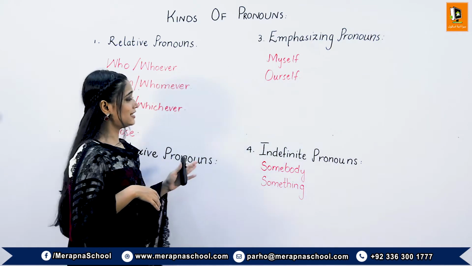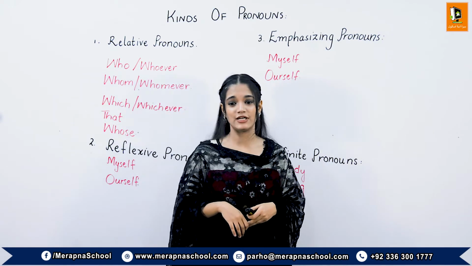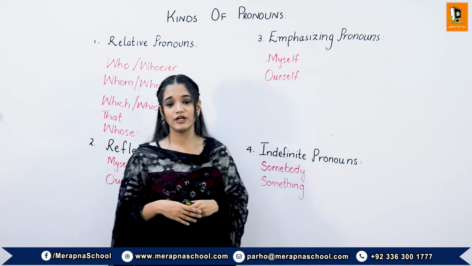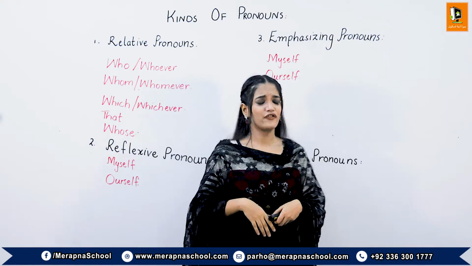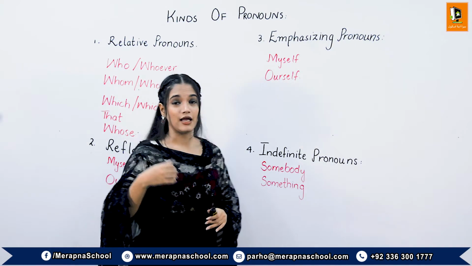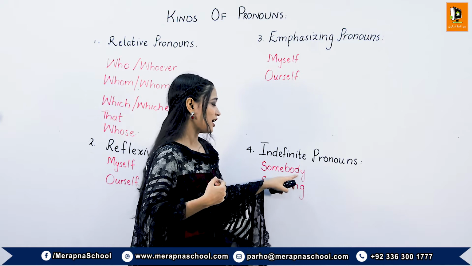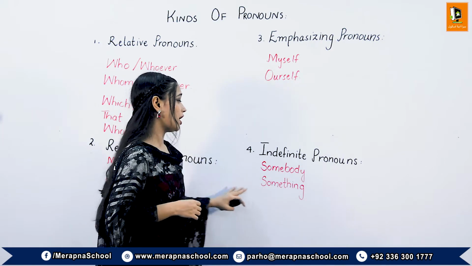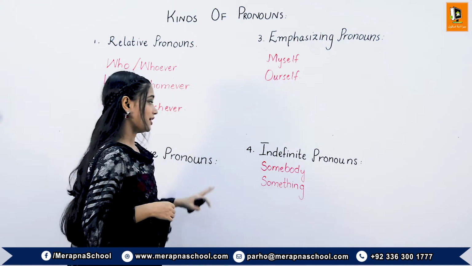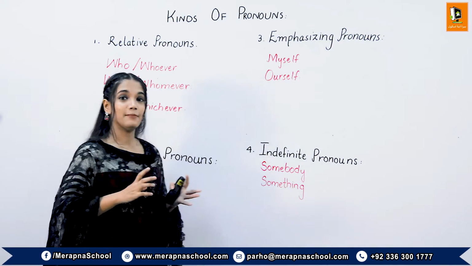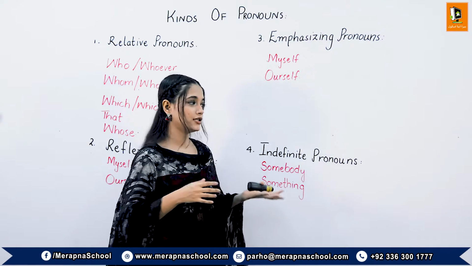Now moving on to the indefinite pronouns. Indefinite pronouns refer to one or more unspecified persons, things, or objects. They refer to people or things without saying exactly who they are in the sentence. For example, somebody, something. When the word body is used, it is referring to a person, and when the suffix thing is used, it is referring to a thing. For example, somebody is doing their work, or something is placed under the chair.